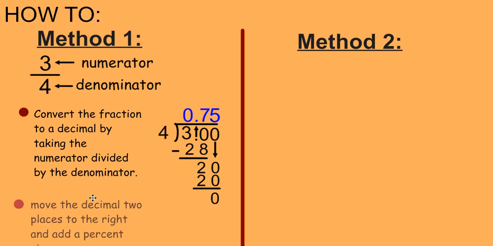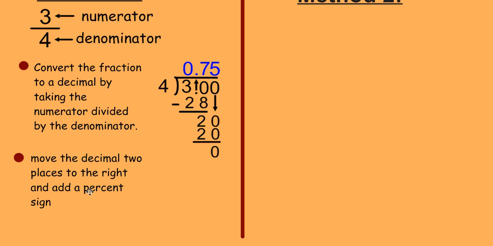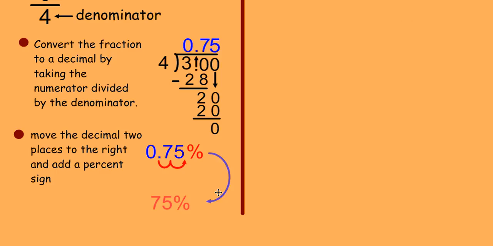My next step is to move the decimal 2 places to the right and add the percent sign. So I have my decimal value of 75 hundredths. I move it 2 places to the right, add that percent sign, and we got it. We just converted a fraction to a percent.